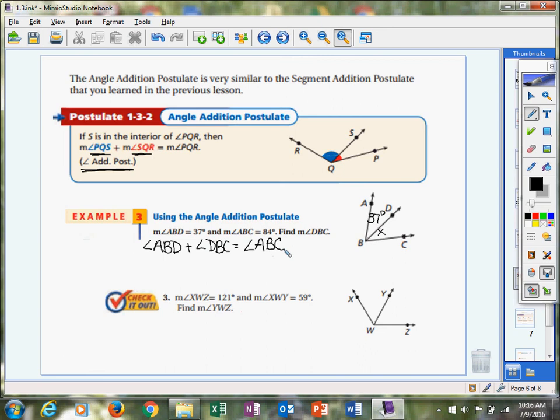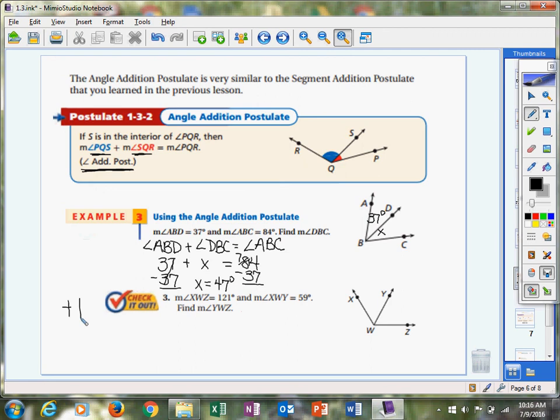So let's plug in what we know. 37 degrees plus x is equal to 84 degrees. Then we do basic algebra, subtract, and we've got x is equal to 47. So that missing angle is 47 degrees. This is simple enough. I think just showing it to you one time is all you need. So I want you guys to try that. Do it on your own. You can write right there on the angles, create your equation, and show me your work so I can see that you understand how to set this up.